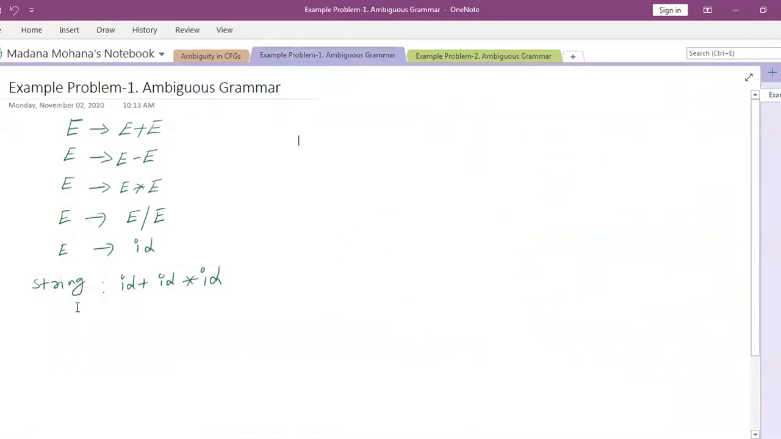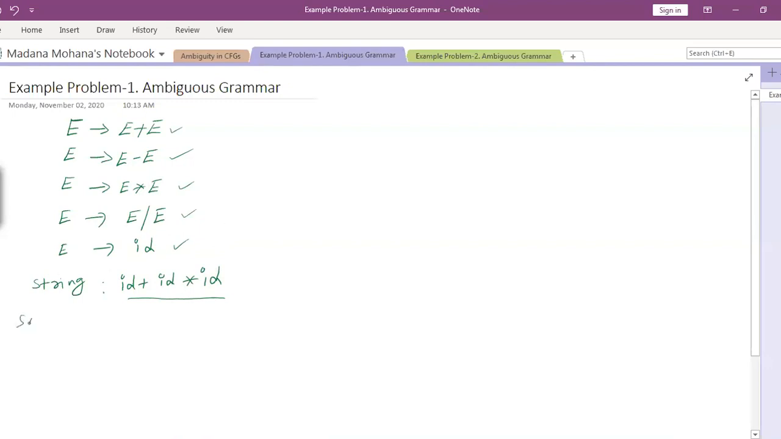This is the given grammar for a simple arithmetic expression. The productions starting with variable E are: E derives E plus E, with the arithmetic addition operator plus; then E derives E minus E, that is subtraction; then E derives E into E, the multiplication operator; then E derives E by E, the divide operator; then E derives id, a terminal production. The string is also given: for the string id plus id into id, we have to check whether this grammar is ambiguous or not.